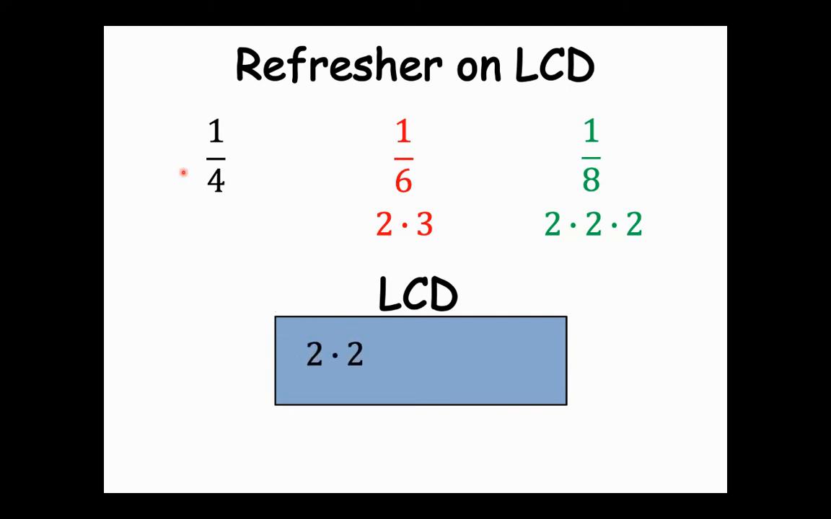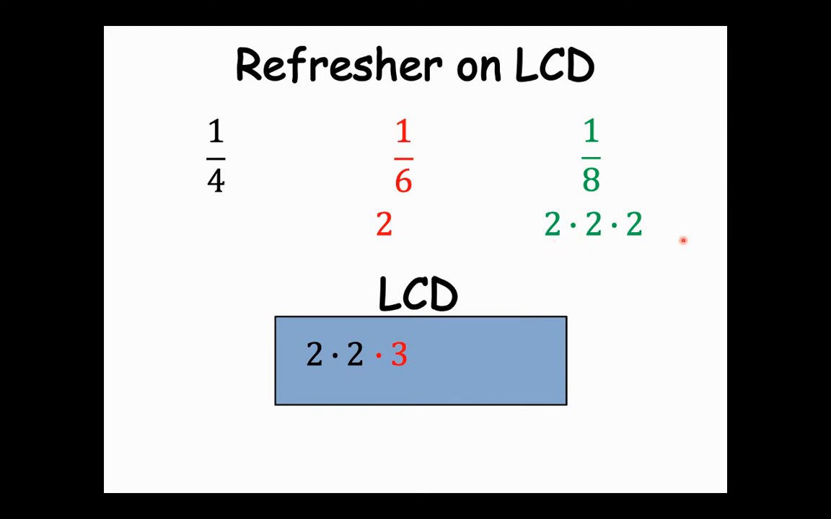So far, this 1/4 gave me a 2 and a 2. Now I'm going to piece together my LCD from the pieces of my other denominators. This denominator has a 2 and a 3. I have two 2's already. I just want to add on the new pieces. So I don't need this 2, because I already have an overkill on 2's. All I need here is a 3, because I don't have a 3 yet. So you're just adding the new pieces on. So the 3 comes on.